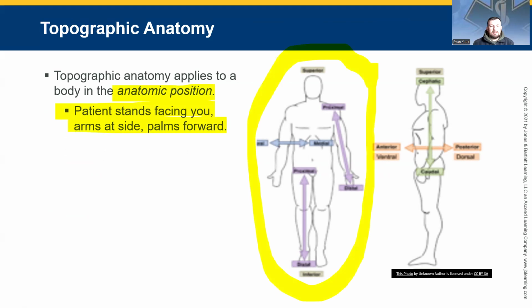So, kind of what we talked about, topographic anatomy applies to the body in the anatomical position. That's where we're standing, facing forward, arms to the side, palms facing outward. Anytime we refer to a patient's condition or location on the body, we use the anatomical position.